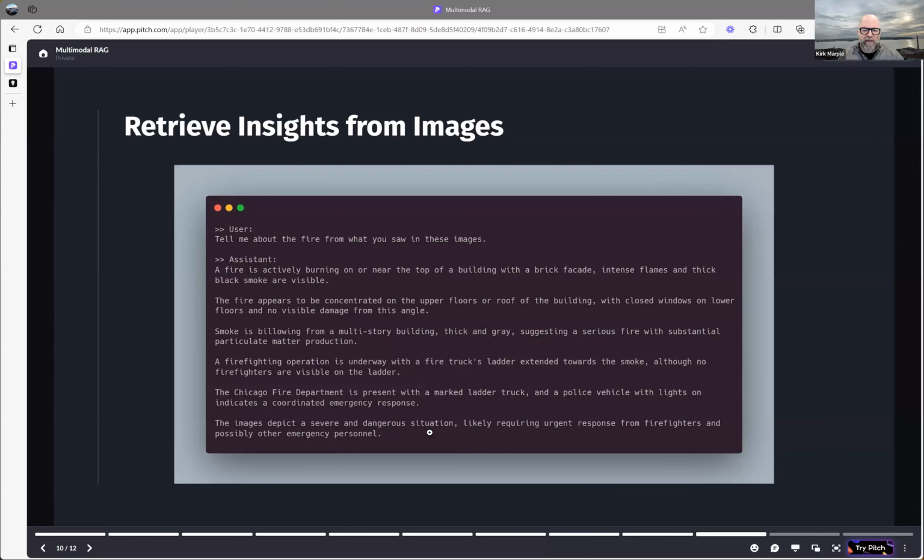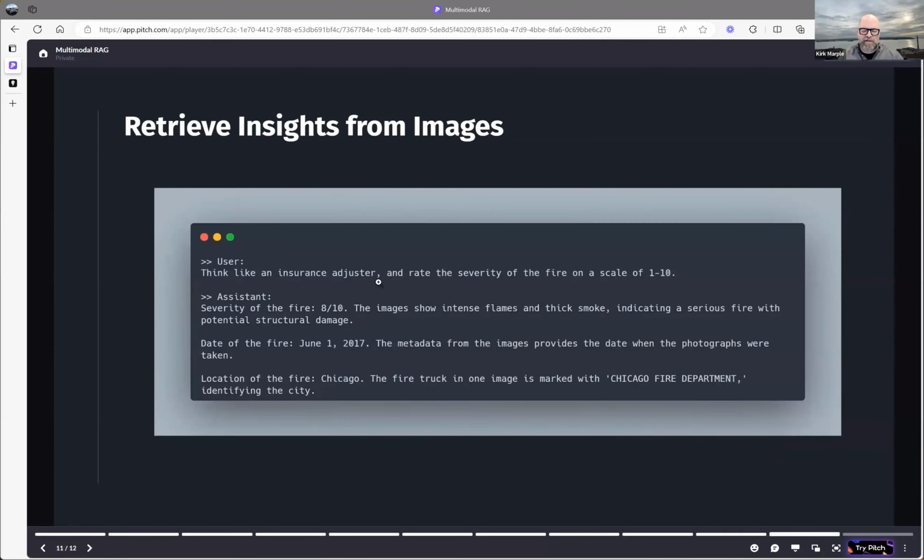And so what I thought about is, okay, as an insurance adjuster, and we dealt with insurance companies in the drone imagery space for a while, I thought, can you just tell it to act like an insurance adjuster and rate the severity? And surprisingly, it did a good job at it. It said severity of the fire, 8 out of 10. It recognized that there were intense flames and smoke and structural damage because it saw the building. But the other cool thing is, because of the metadata we had provided to it, it knew the date of the fire because of when the image was taken. It inferred the location of the fire, obviously Chicago, from the Chicago Fire Department.